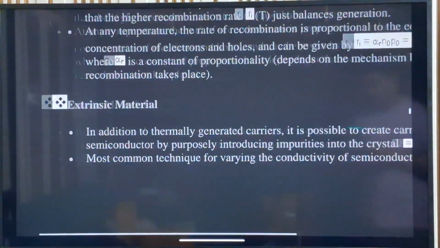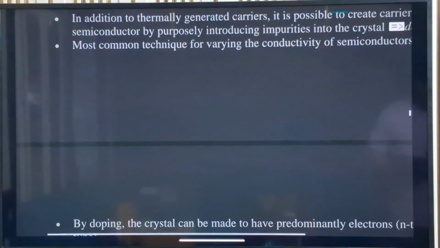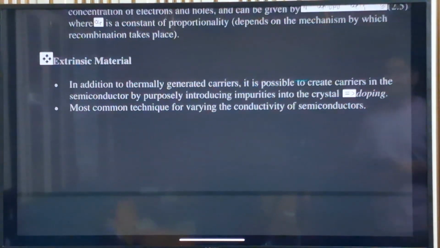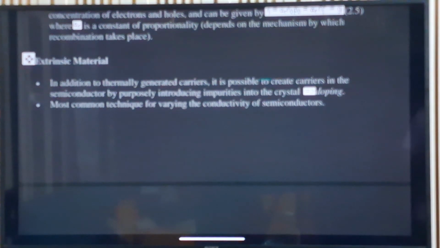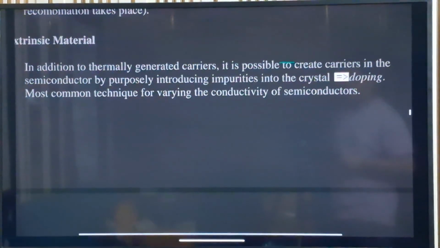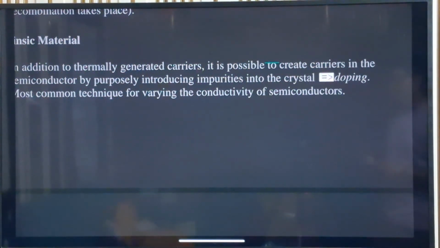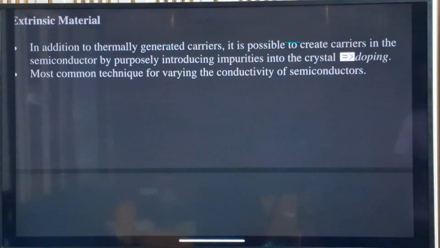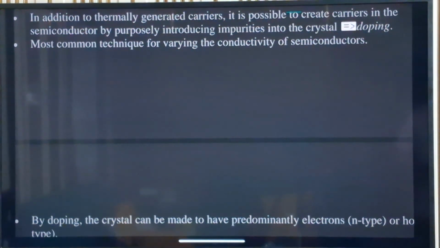Now we come to extrinsic material. In addition to thermally generated carriers, it is possible to create carriers in the semiconductor by purposely introducing impurities. This process of introducing impurities to the semiconductor so that we get carriers which are generated without thermal excitation is known as doping. Important definition from exam point of view. It is the most common technique for varying the conductivity of semiconductors.